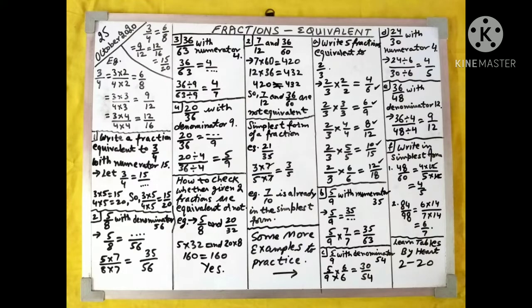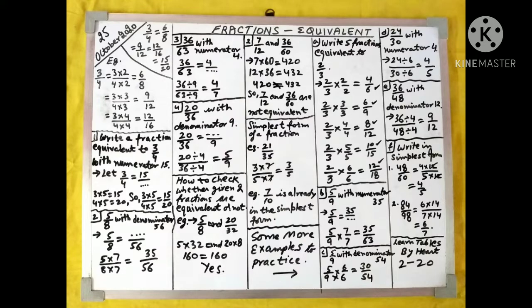Two or more fractions which represent the same part of a whole are called equivalent fractions. It is very easy to make equivalent fractions. You simply multiply or divide the numerator and the denominator of a given fraction by the same non-zero number. Got it? Now focus on the board top left.